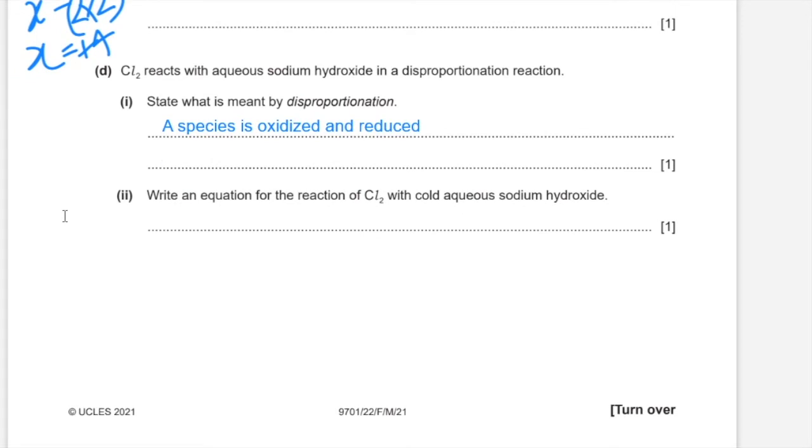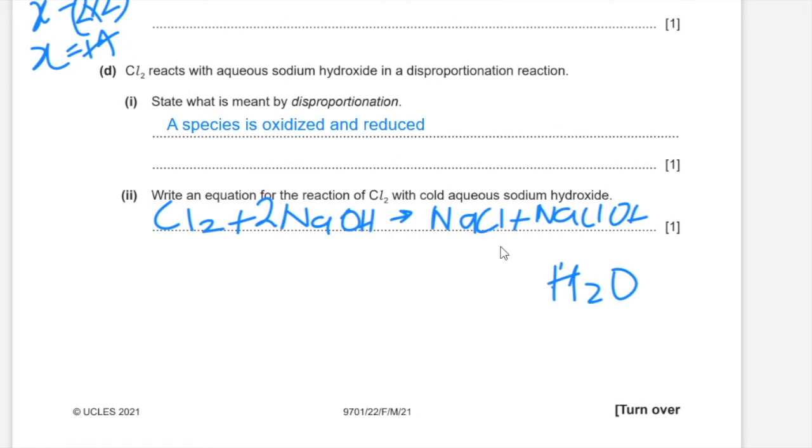To write an equation for the reaction of chlorine with cold sodium hydroxide. Sodium chloride has a chloride ion with a charge of -1, and sodium chlorate has chlorine with a charge of +1. So you go from 0 in the neutral chlorine molecule to -1 and to +1. The chlorine gains an electron and loses an electron, to become reduced and oxidized.